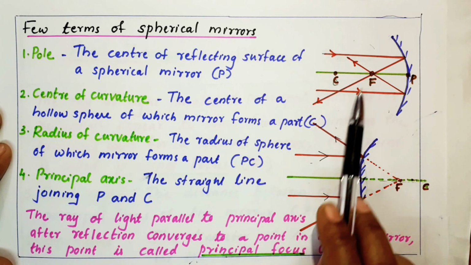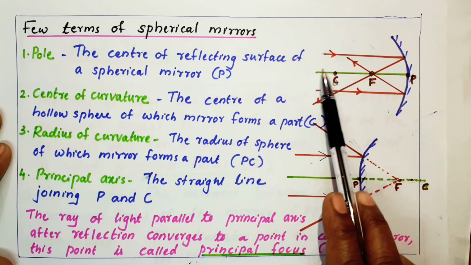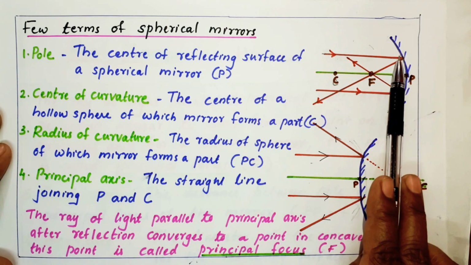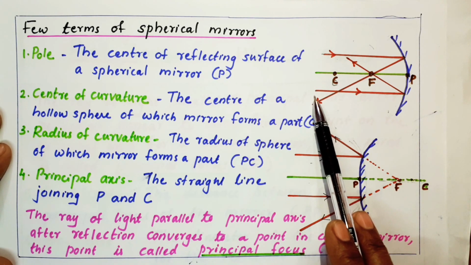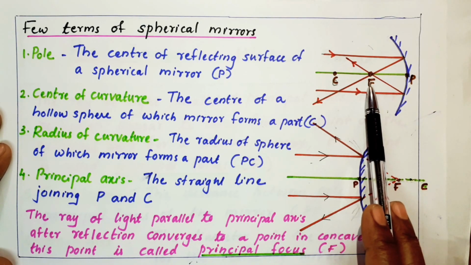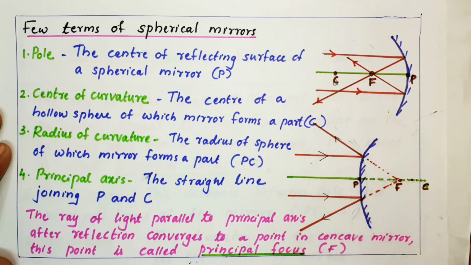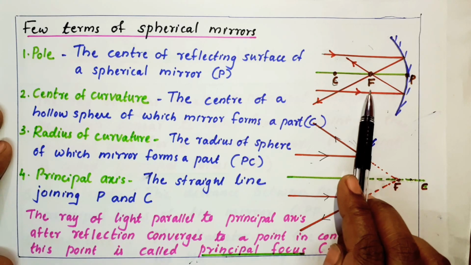I repeat, for a concave mirror, the light rays which are parallel to principal axis, after reflection, go through a point. That point is called focus. So we can call it the light rays converging to a point, and that point is called principal focus. The ray of light parallel to principal axis, after reflection, converges to a point in a concave mirror. This point is called principal focus. I marked it as F.